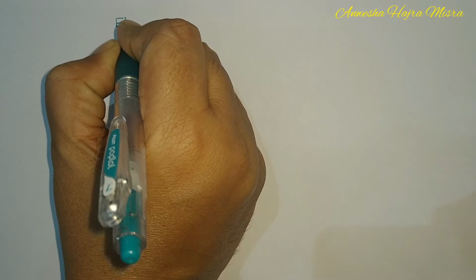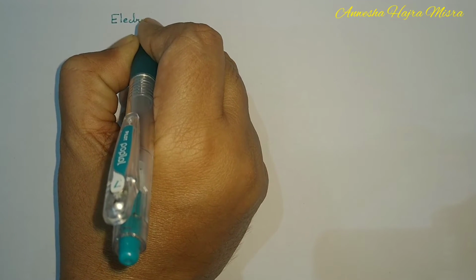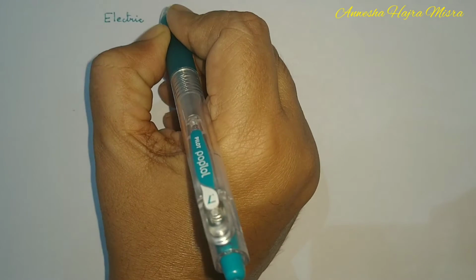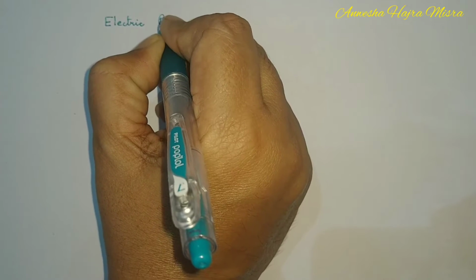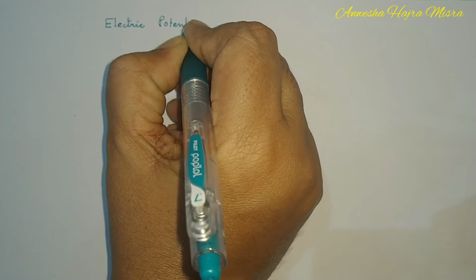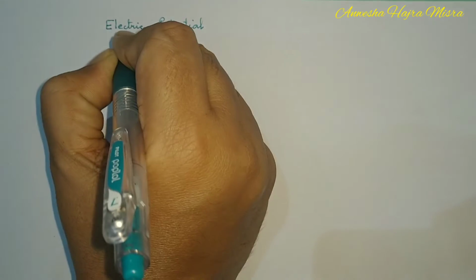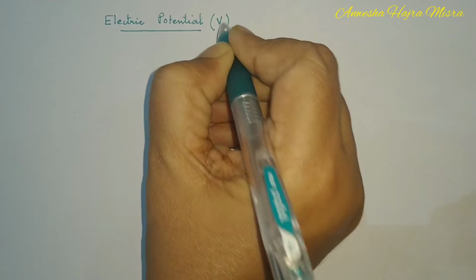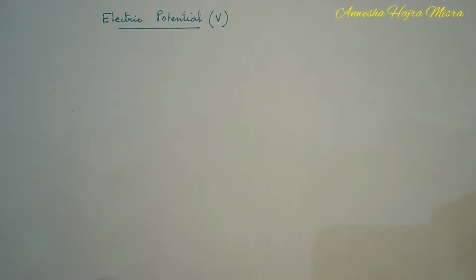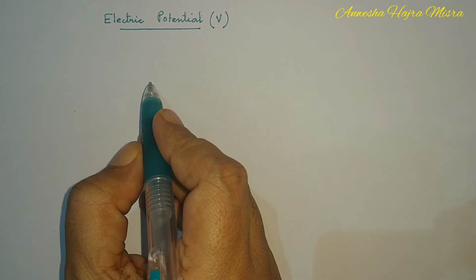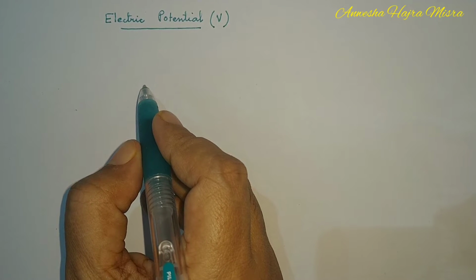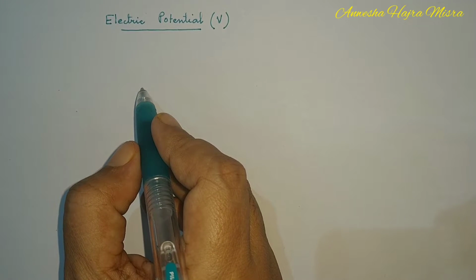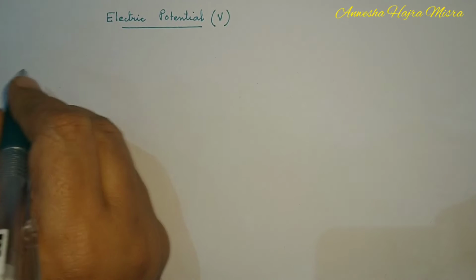Electric potential, which we will be denoting with the letter capital V. Now you have studied before that electric potential exists where there is an electric field.